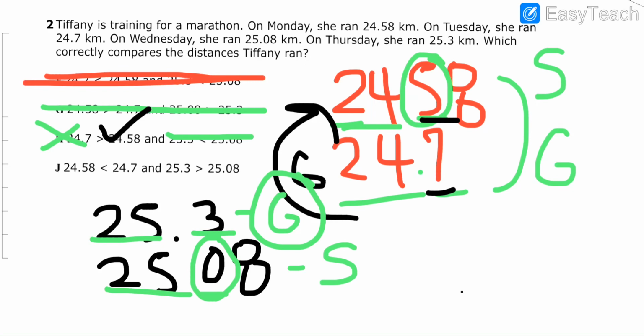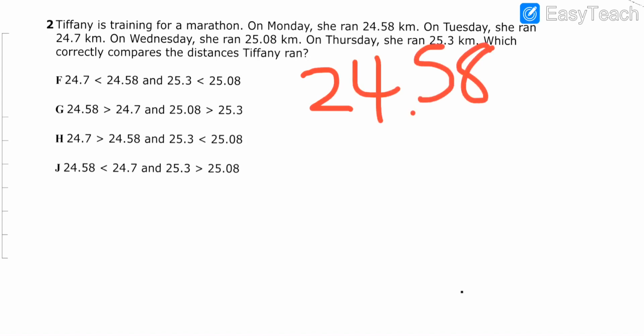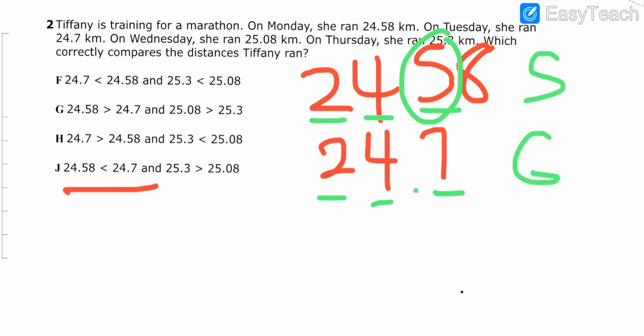So that leaves us with J, which has to be right. But for the sake of working the problem, I'm going to clear out my ink again, and we're going to compare that number on the screen. 24 and 58 hundredths is less than 24 and 7/10 is what that says. Let's compare our numbers. 2 and 2 are the same. 4 and 4 are the same, so we can't compare. We have 5 and 7. 5 is smaller than the 7, which means that it is less than 24 and 7/10.